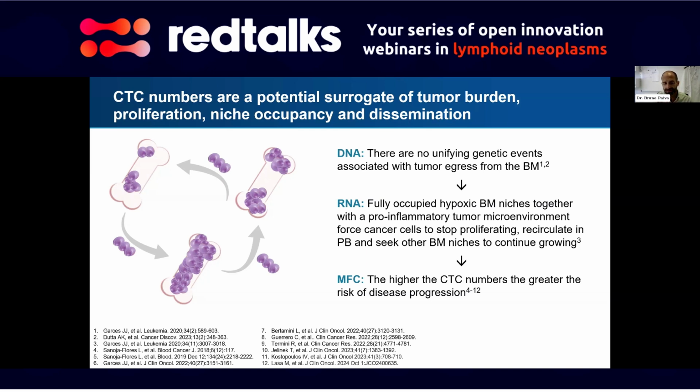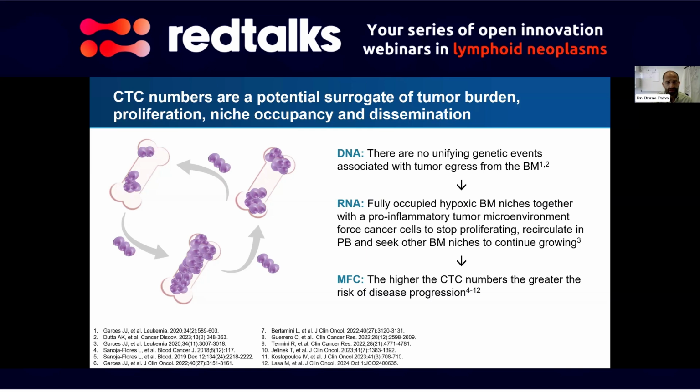Only a few genes were significantly differentially expressed. And interestingly, these few genes converged into one or two pathways that were suggestive that fully occupied and hypoxic bone marrow niches, together with a pro-inflammatory tumor microenvironment, were probably forcing myeloma cells to stop proliferating. The conditions were not there anymore for proliferation, and because of that, these cells were forced to recirculate in the blood, basically to seek, to find other bone marrow niches to continue growing.